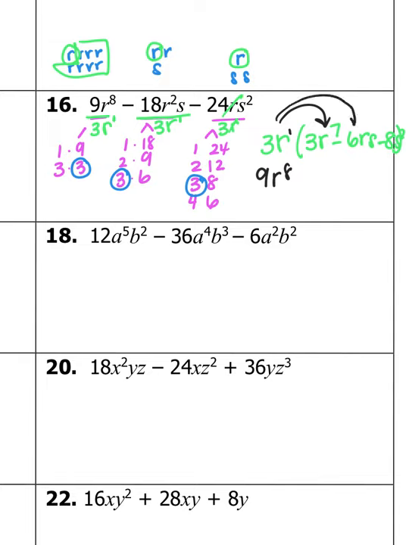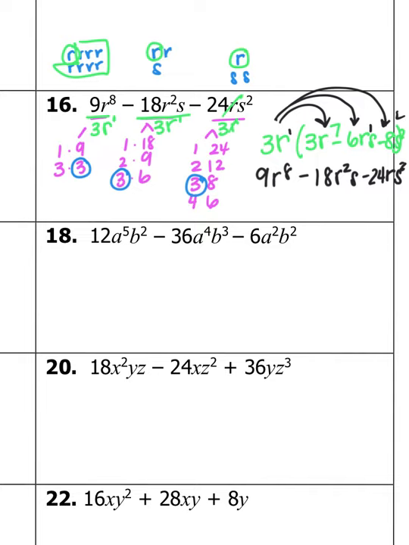Then 3R times negative 6RS would make negative 18R squared S. Again, we add those exponents. And 3R times negative 8S squared would make negative 24RS squared. And that is exactly what we started with. So that is correct. All right, I would like you to try number 18 on your own now.